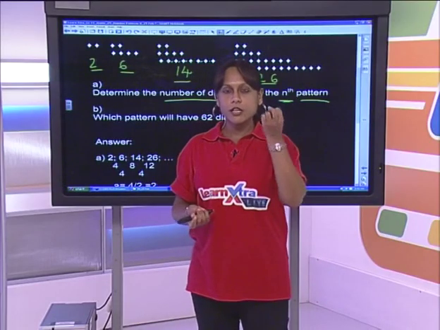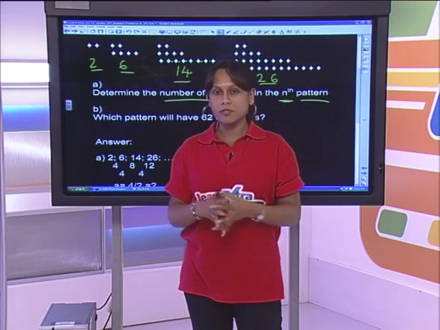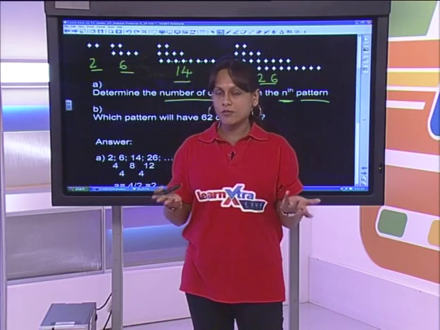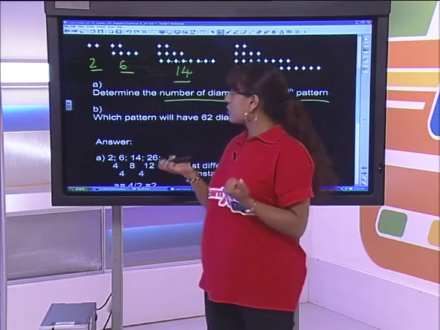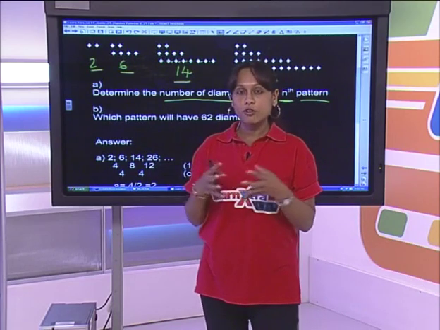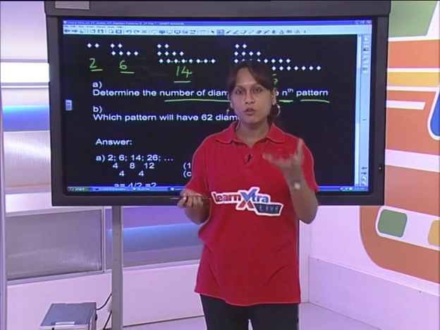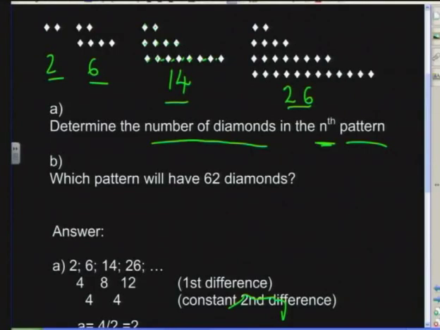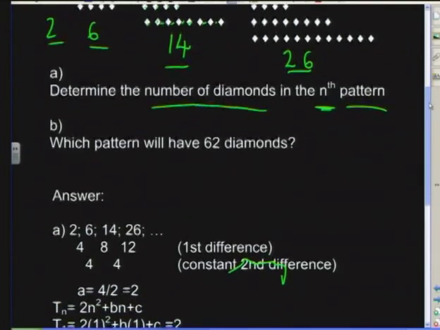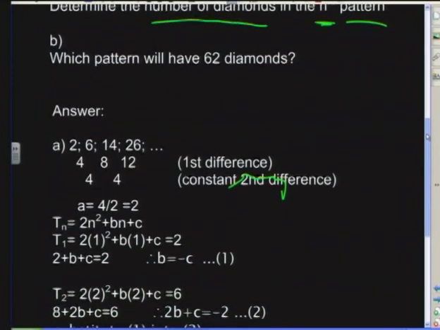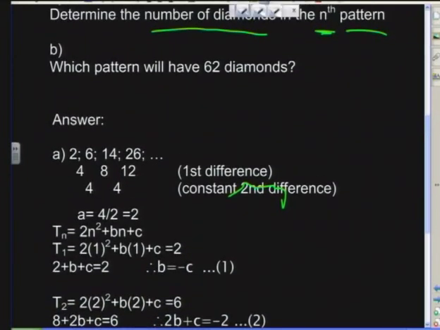Now if you want to work out the number of diamonds in the nth pattern, you need to find a general term. Because remember, you can't just work out the number of diamonds in the nth pattern if you don't have a general term to work with. So we take the numbers that we now have, 2, 6, 14, and 26, and we check to see if this follows a quadratic number pattern. As I said, I've worked out the solution for you already, so we can just go over it.